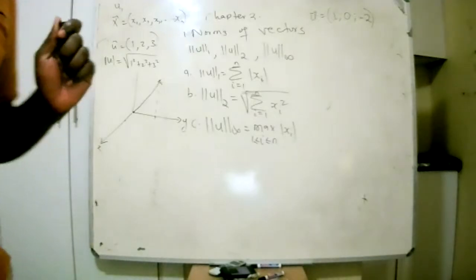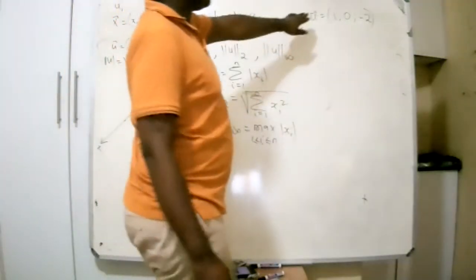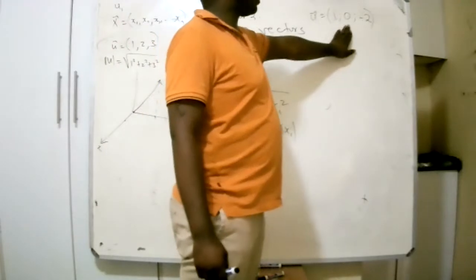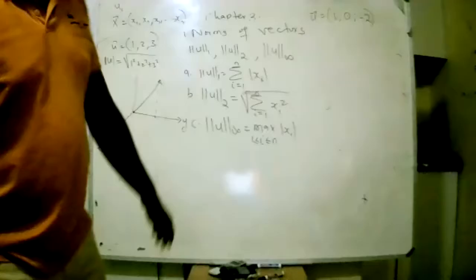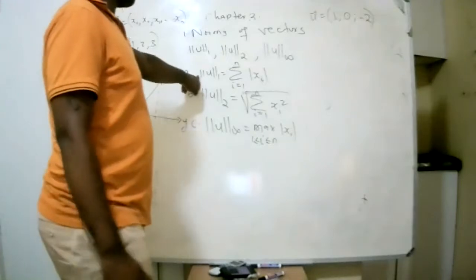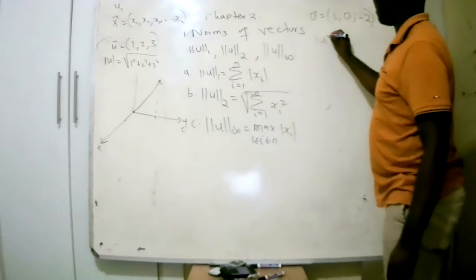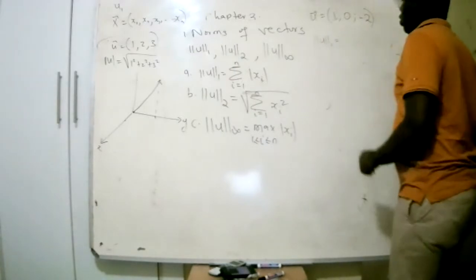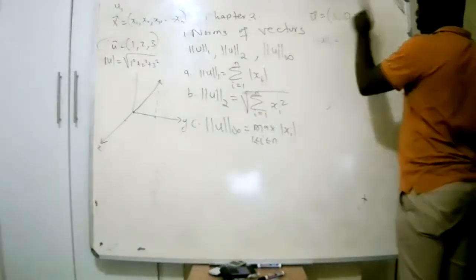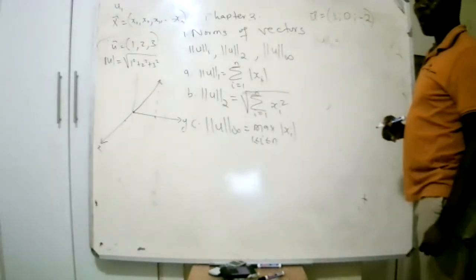So in this case, we have a vector u equal to 1, 0, -2. And we're supposed to take the 1 norm. We'll start with the 1 norm of that vector u. So it means the 1 norm of u is equal to... We are going to take the absolute value of each component that we have here. What is the absolute value of 1?